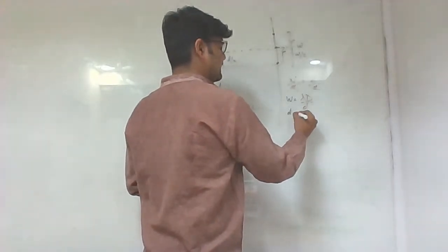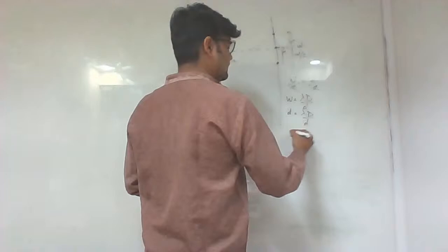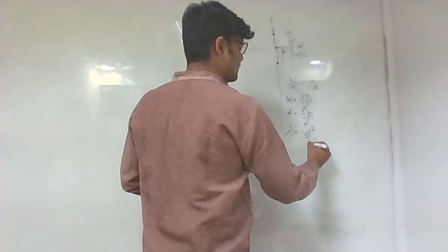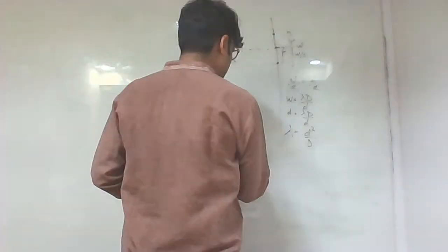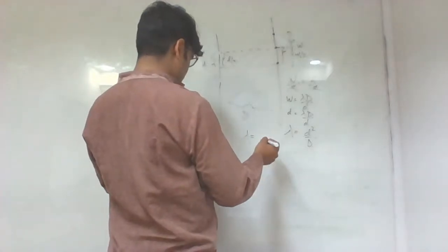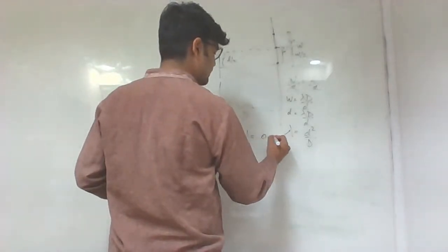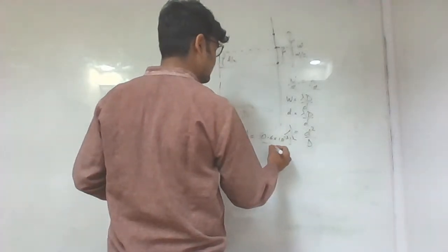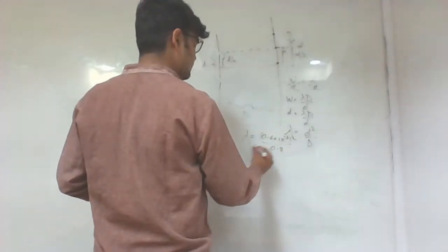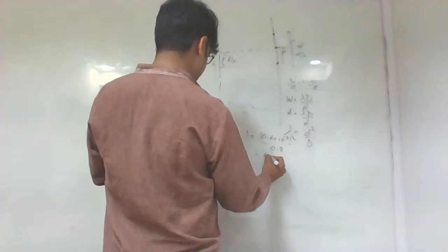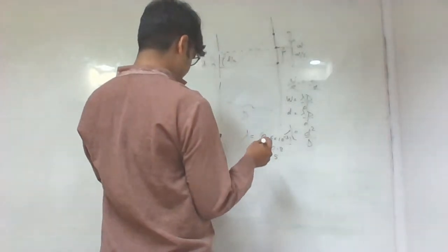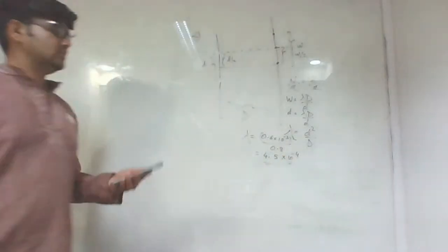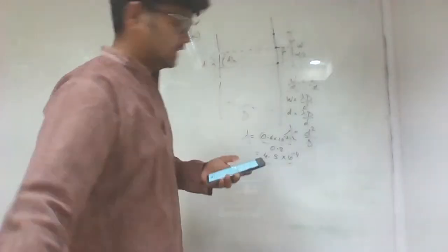So what do you get? d is equal to lambda D upon d. We want to find lambda, I guess. Yes, so it is d square upon D. Now plug in the values which are given here. Small d is how much? 0.6 mm. 0.6 into 10 power minus 3 square upon 80 centimeter, which is 0.8. So this will be somewhere around 4.5 into 10 power minus 7. From the options, you can check it's option number 1.